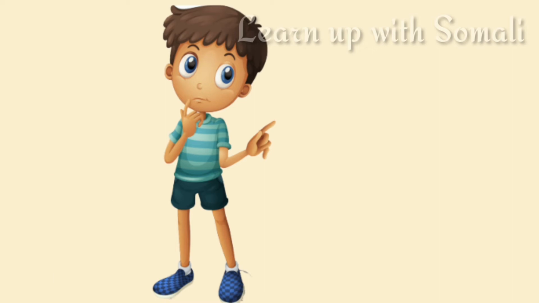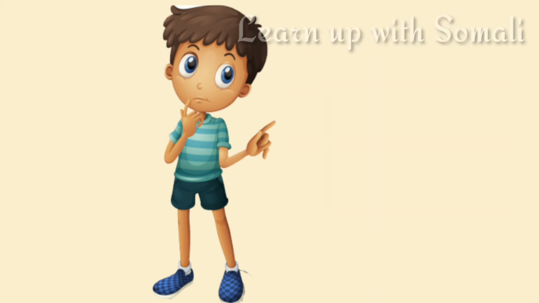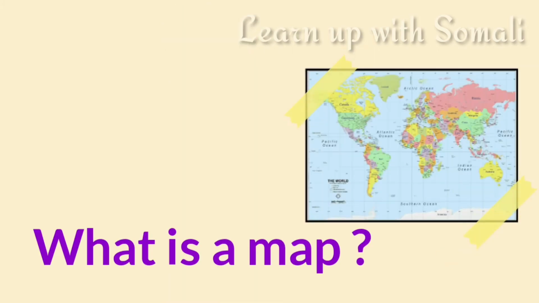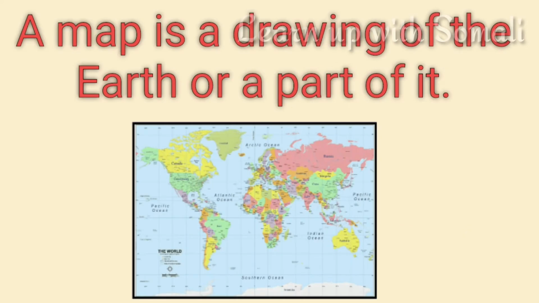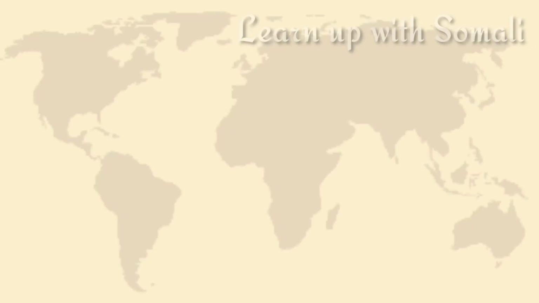On the other hand, a huge globe will be difficult to carry. So all these problems can be solved if we use maps. Now let us learn about what a map is. A map is a drawing of the Earth or a part of it. That means we use maps to show or represent different landforms and areas of the Earth.